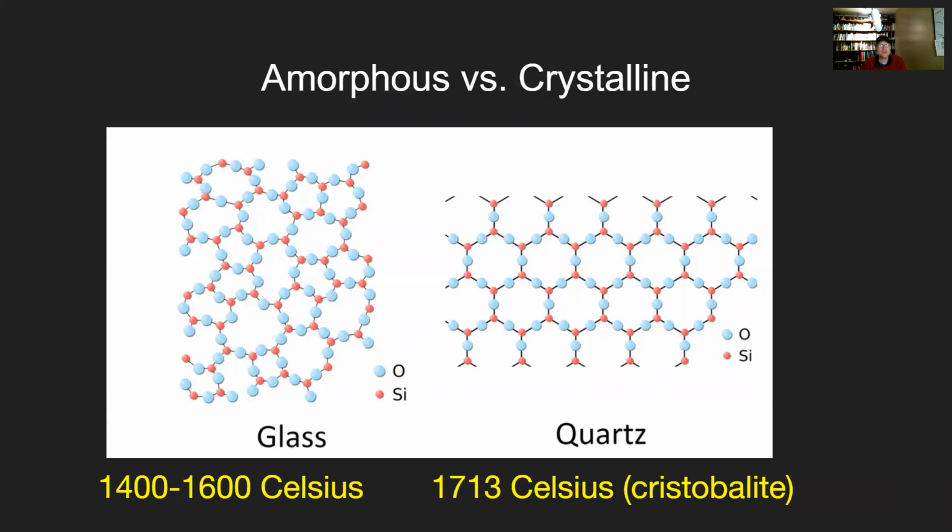Those connections are still very strong with each other. However, they are not nearly as organized, and so when they're more organized, it will have a higher boiling point. The lower boiling point will be associated with the non-organized variety.